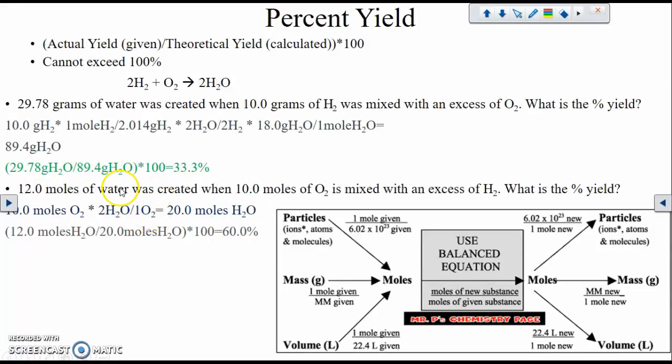Notice that the only difference between this problem and the previous problem is that instead of grams of water, I just gave you moles of water. Instead of grams of hydrogen, I just gave you moles of oxygen, which is a reactant in this case. So hopefully you can wrap your minds around this quick and very brief video about percent yields.